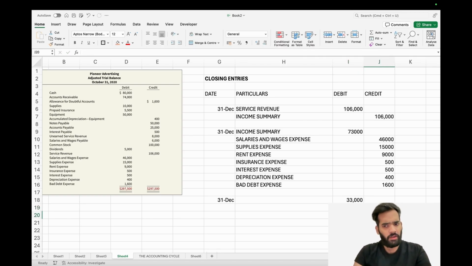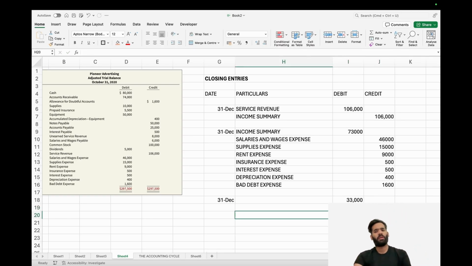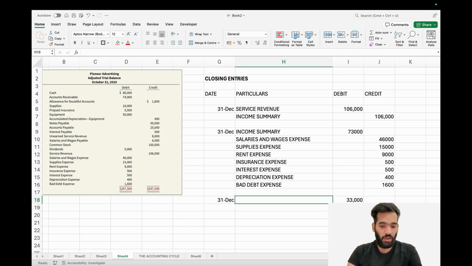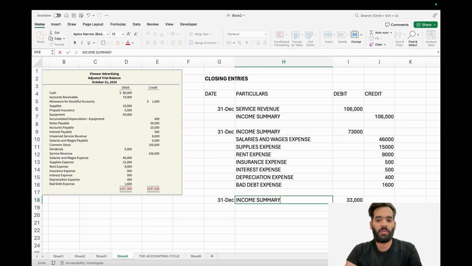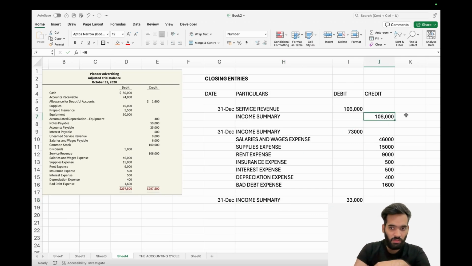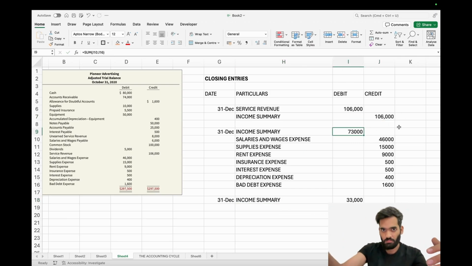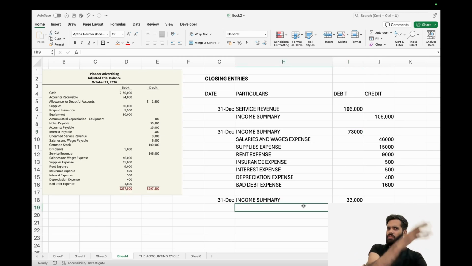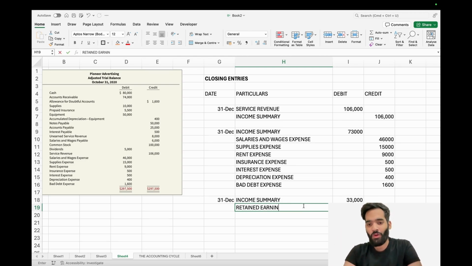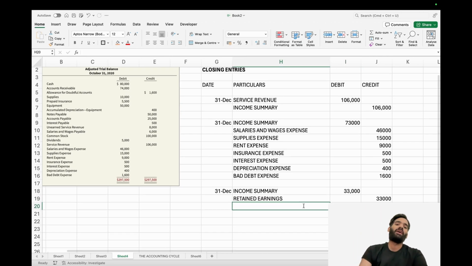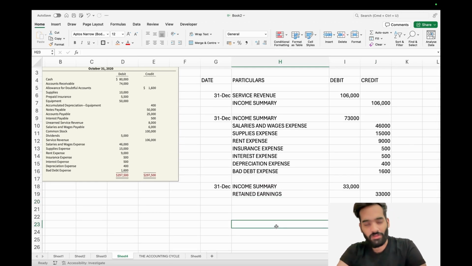Okay, we understand that. But what will be debit, what will be credit? Let's think about it. Income summary, I need to close. So I need to debit income summary, since it has a credit balance. It has 106,000 minus 73,000 in the credit side. And what account will this transfer go to? Do you remember we said profit is always transferred to the retained earnings account? So we will increase the equity account called retained earnings by $33,000. So that's the third closing entry.